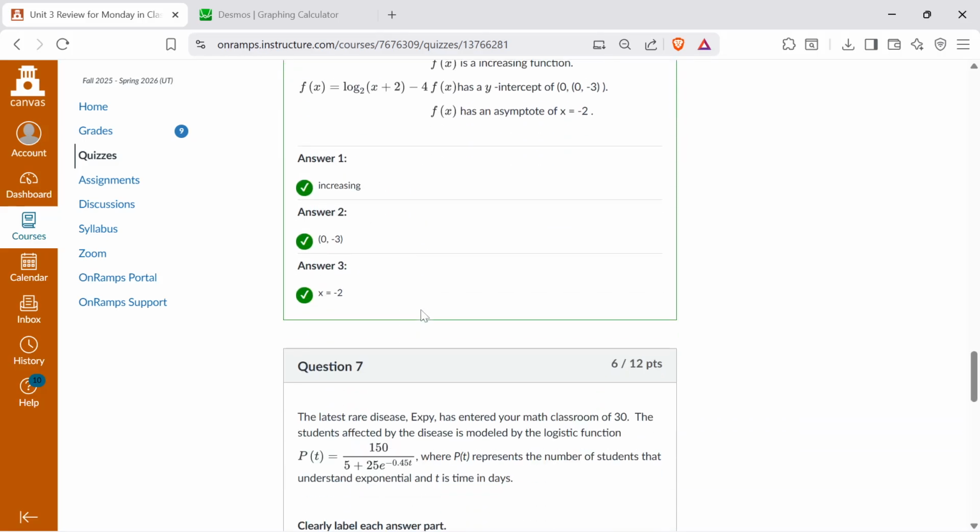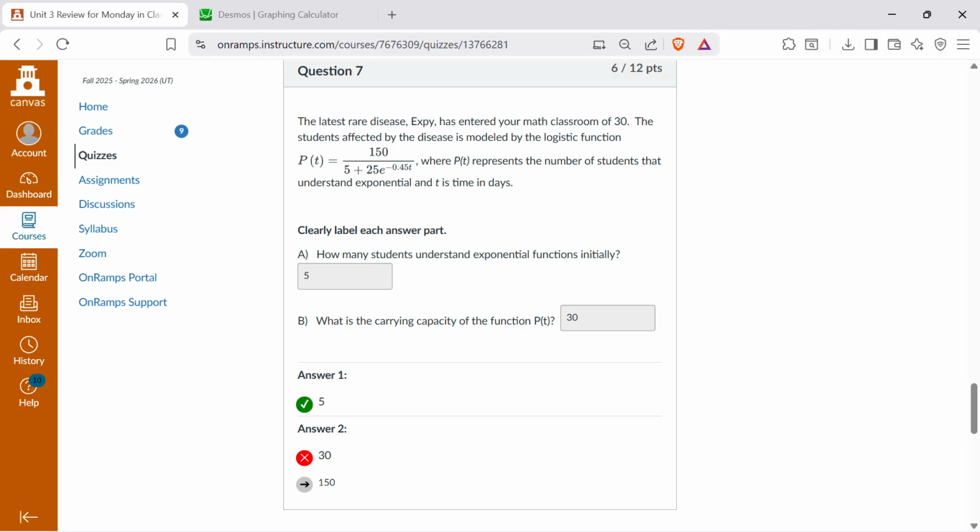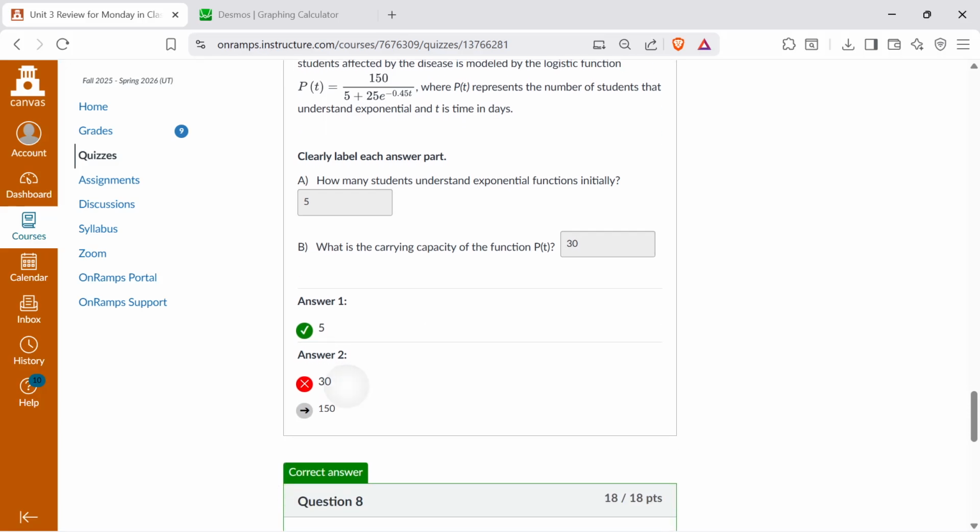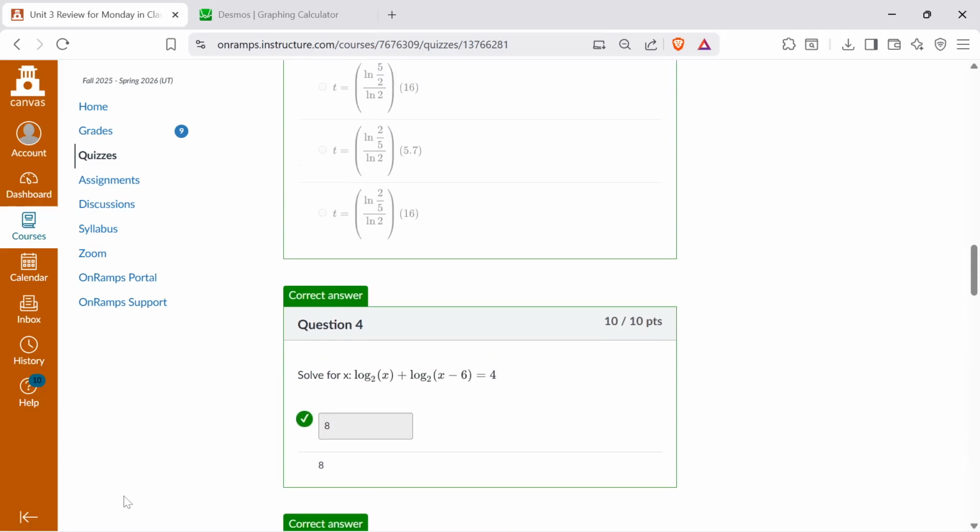So again, I remind you, on question 7, make sure you get credit for that 30. 30 is correct. 150 is incorrect. Go get your credit so you have 100 instead of a 94.